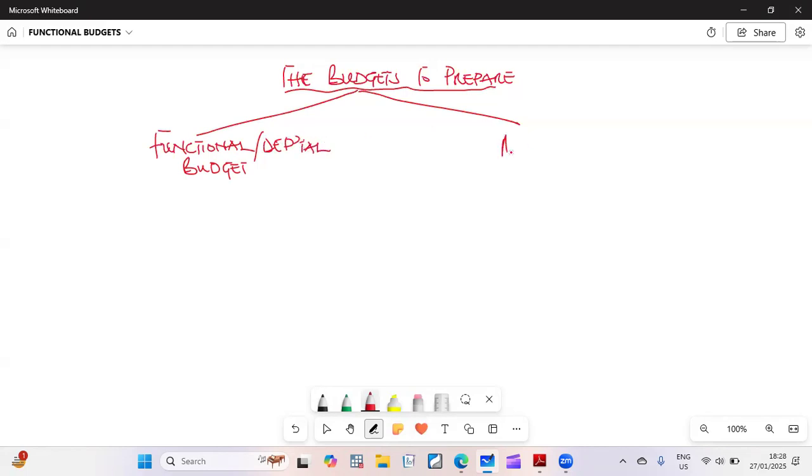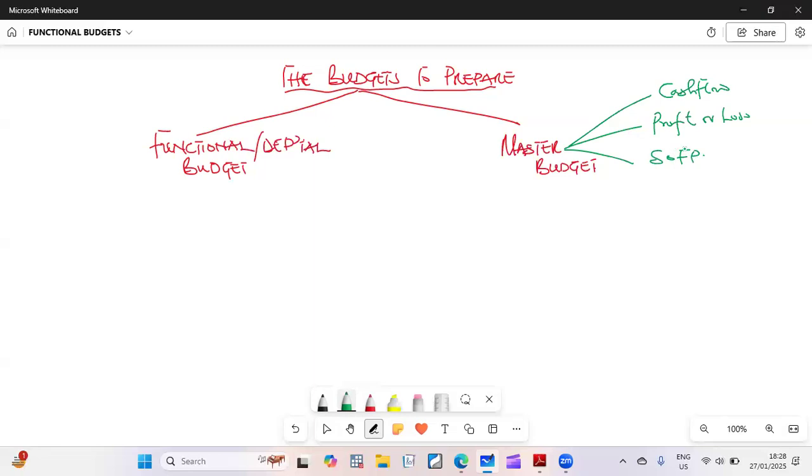Then we have the master budget. The master budget comprises of cash flow, profit or loss, and the financial position, statement of financial position. All right, what we used to call the balance sheet.